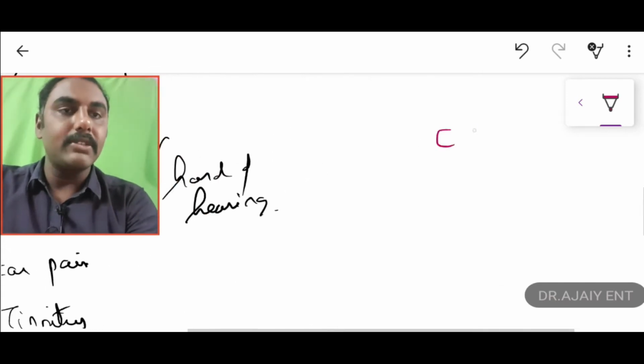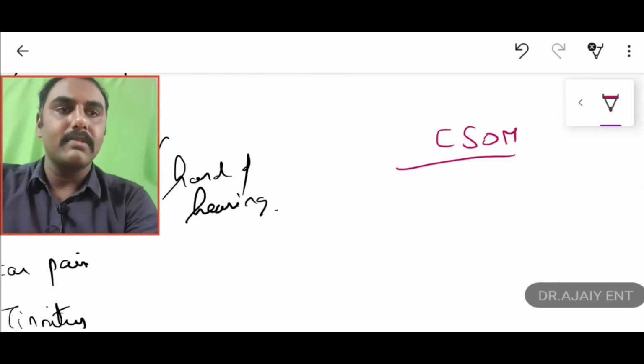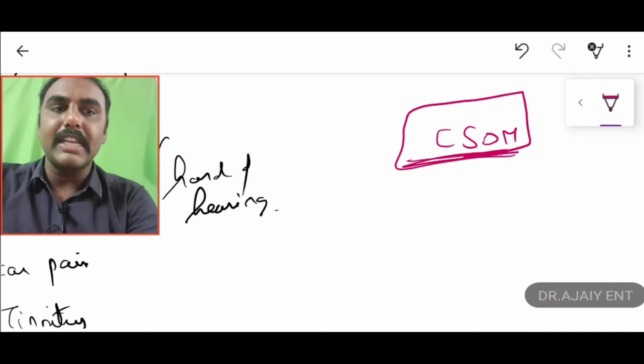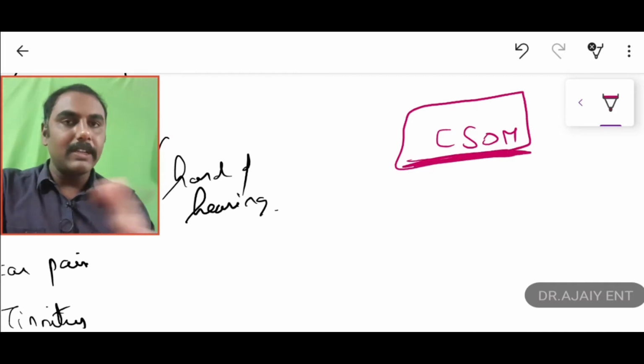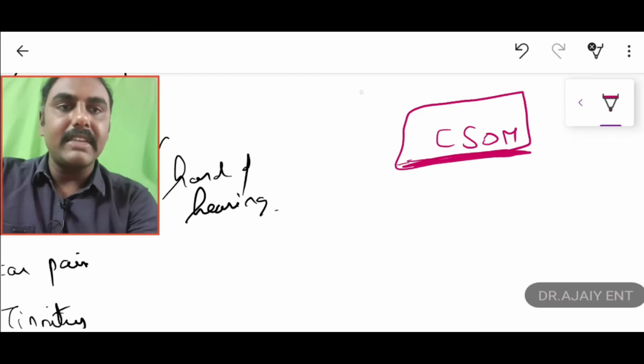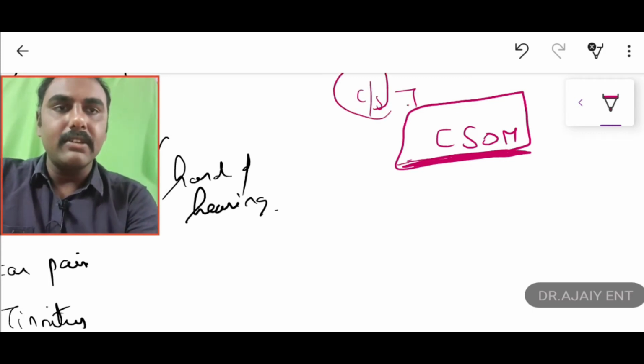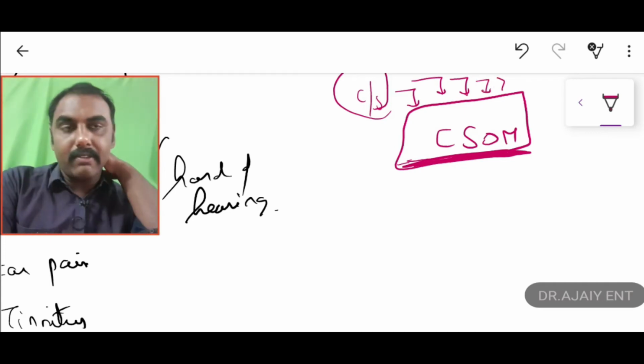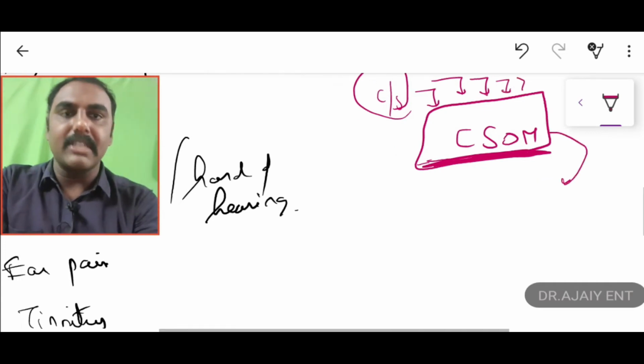in most of the universities they will like to give a case of CSOM. Okay, I am not going to just explain this only, I am going to go in depth about how you are going to take the history, but I am just giving a clinical scenario. In the clinical scenario, most of the universities will give a case of chronic suppurative otitis media, right.